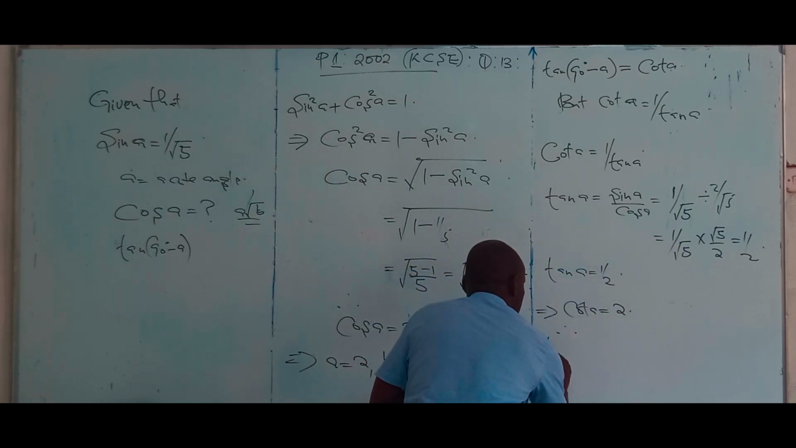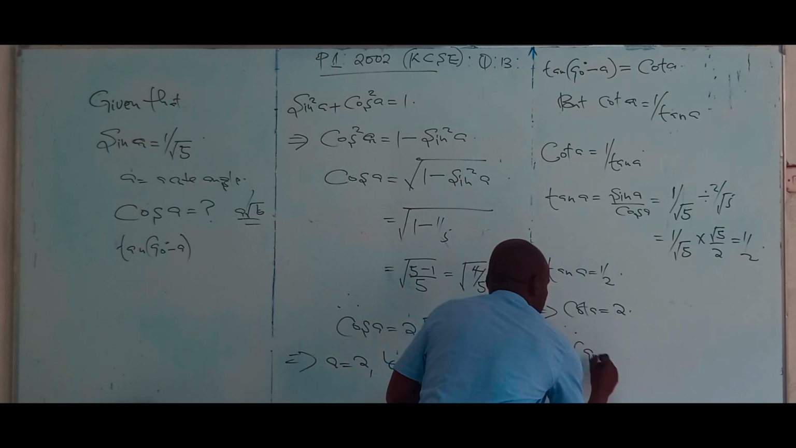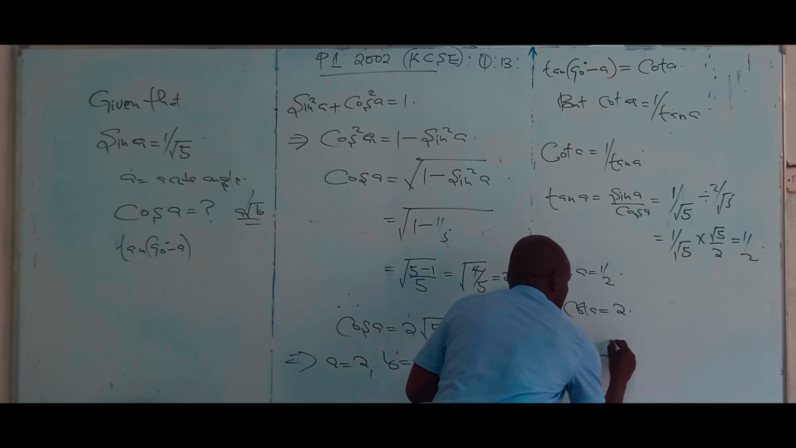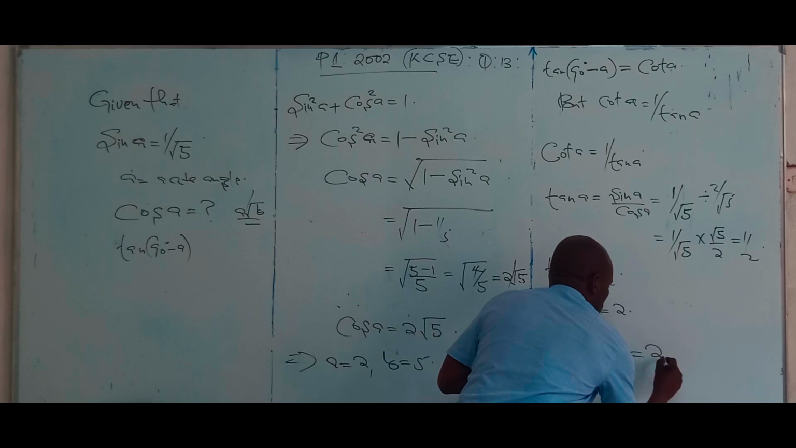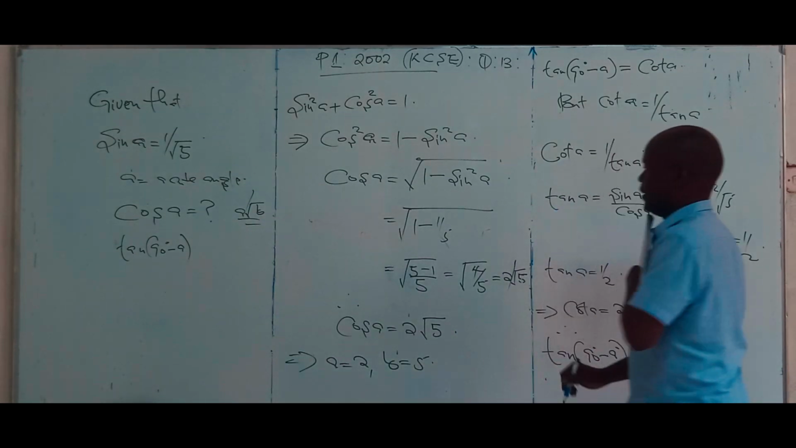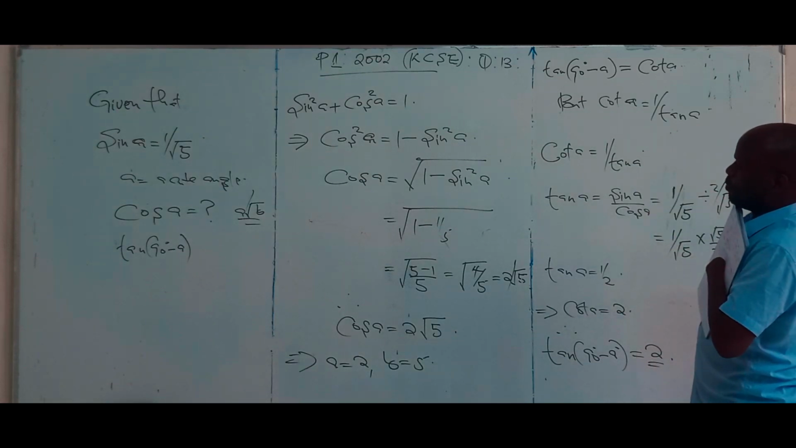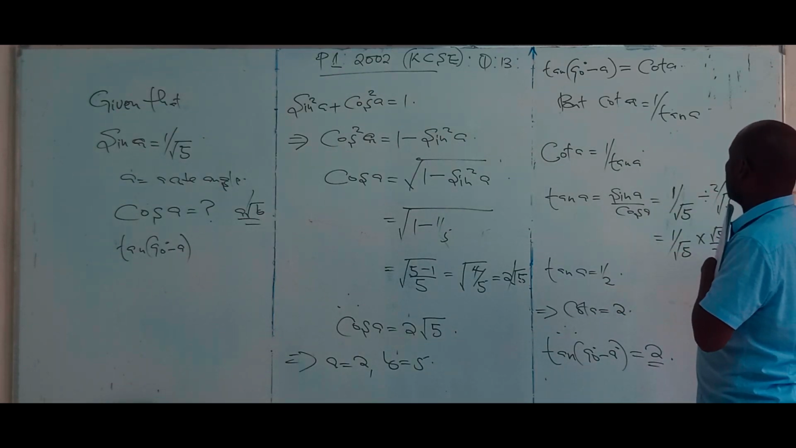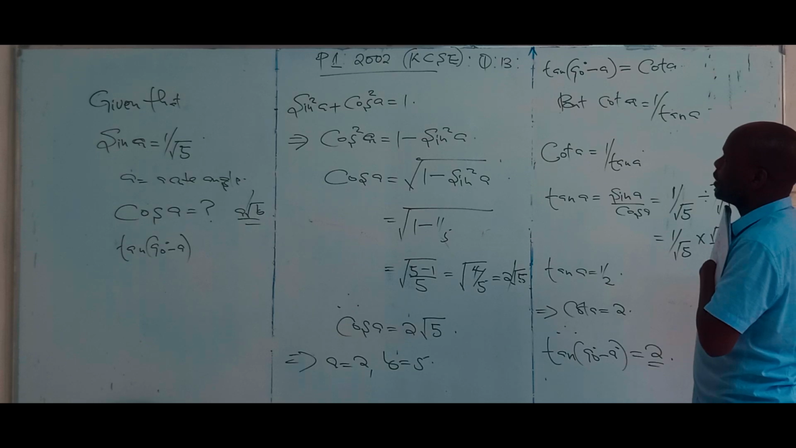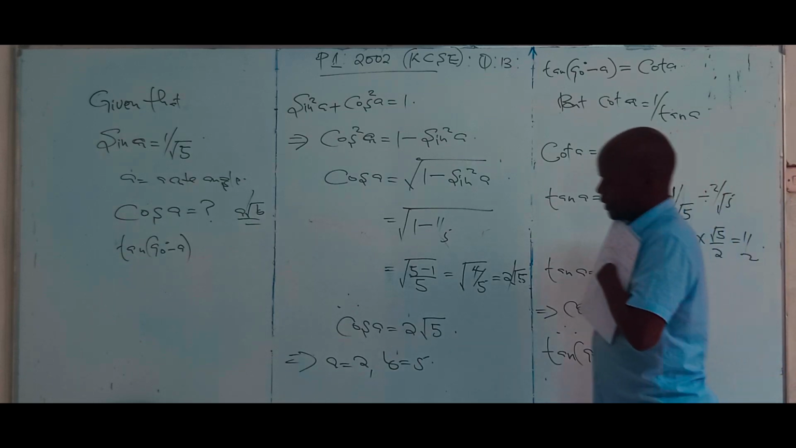Therefore, tan of 90 minus A is equal to 2, and that's the answer. So that's how we were meant to move with this particular question. We meet again in my next video.